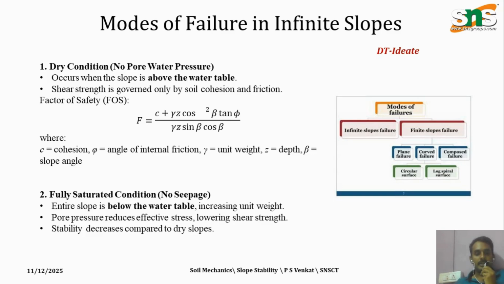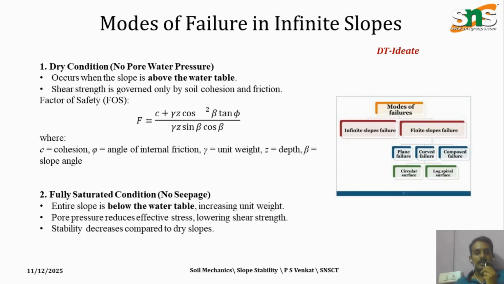Next, in the case of cohesionless or sandy slopes, in purely frictional soils where cohesion is zero, the stability depends only on the angle of internal friction. Failure occurs when the slope angle exceeds the angle of internal friction. That is, the slope simply can't hold itself together.